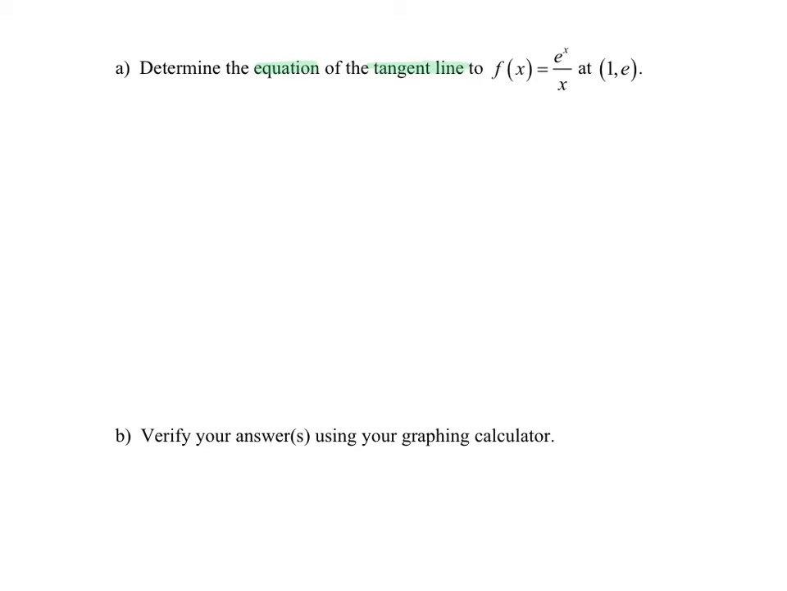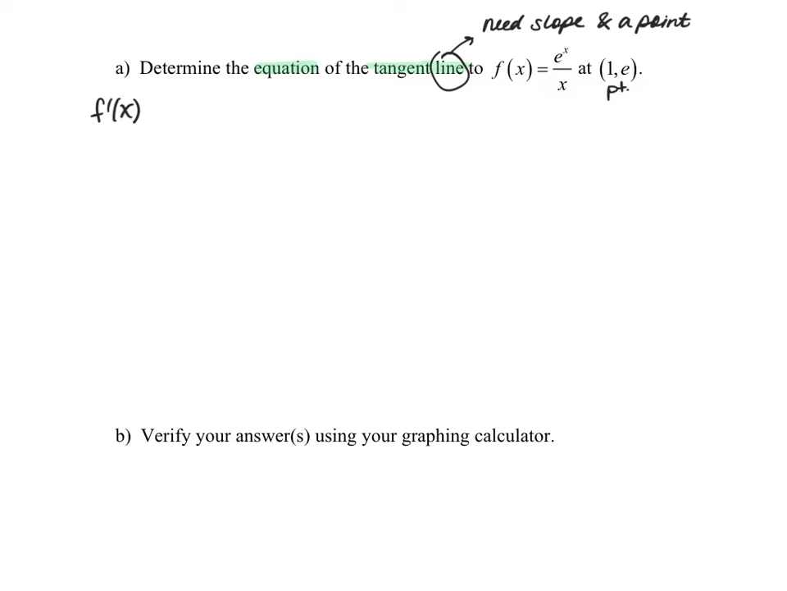So first of all, remember, anytime you are writing the equation for any sort of line, you need to figure out the slope of that line. So we need the slope and we need a point that is on the line. Luckily, we already have our point, so that's given to us. We just need to find the slope. And remember, the slope of a tangent line is found by computing the derivative. So we need to find the derivative of function f.